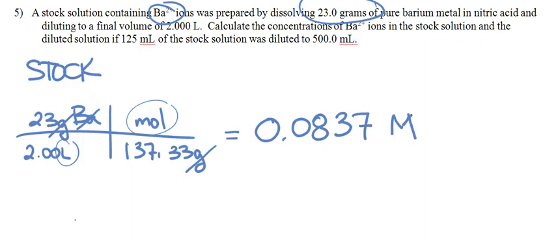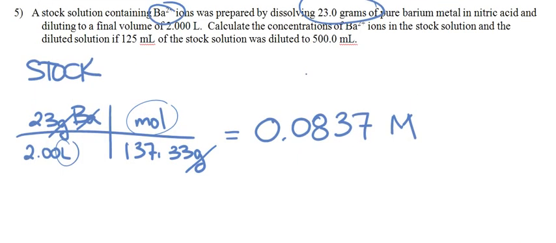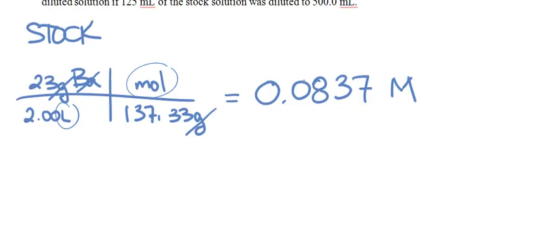All right, so we answered the first part of the question. Now it says calculate the concentration of the barium ions in the stock solution. Did that. And the dilute solution if 125 milliliters of the stock solution is diluted to 500 mL. All right, so we have our 2 liters, and we really don't care that we have 2 liters. We just know that we're taking 125 milliliters of this. So I'm going to ask you, do we know the 2 important ingredients here to answer this last part? The answer is yes.